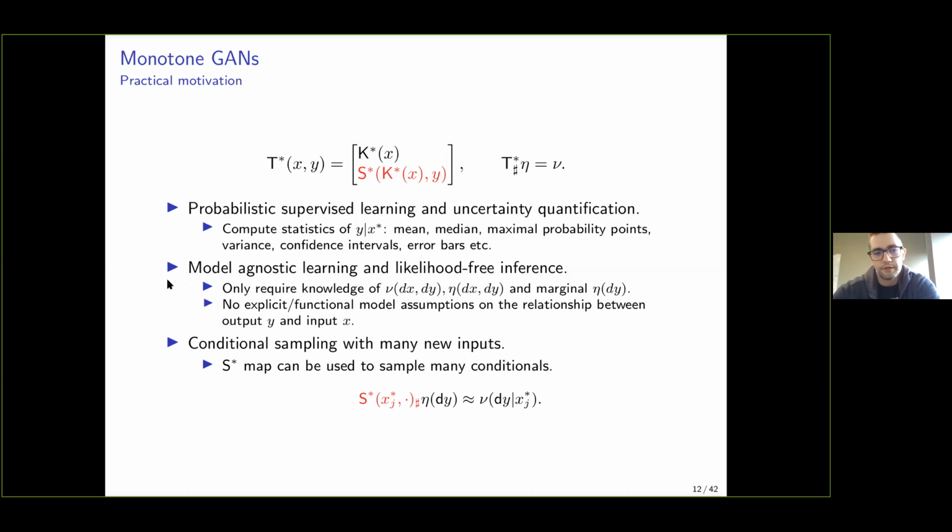intractable likelihoods, for example. And the other thing which is kind of nice about the approach I showed you is that we only need to train the map S once, and then we can do conditioning for any new input X star. So if I had many new inputs for which I wanted to identify the conditional of Y and sample it, I just need the same map S. I don't need to retrain the map S for any new input.